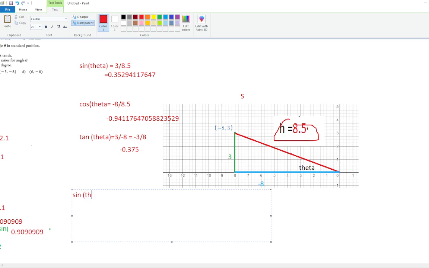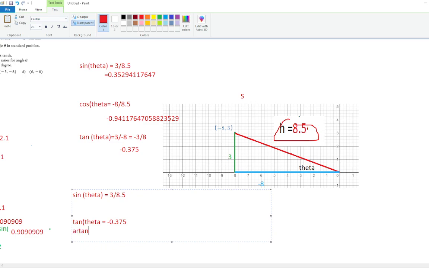So sine theta is equal to 3 over 8.5. And technically, I'd always want to be using tan theta to solve it because I didn't have to round any numbers there. So let's use tan this time. Tan theta is equal to -3 over 8, which is equal to negative 0.375 because it's a nice number.